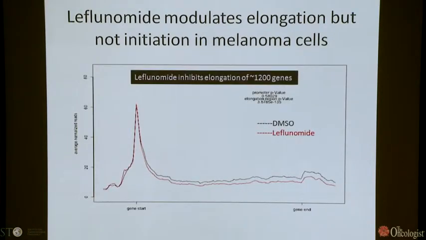And when we look genome-wide, it turned out that leflunomide really only affects about 1,200 genes genome-wide, and this is what's usually called a Metagene Plot, looking across the entire gene body. Black is DMSO, leflunomide is in red, and what you can see is that our drug really does not affect, again, promoter initiation, but it really selectively affects proximal promoter pausing. It depletes POL2 throughout the body of the gene without affecting initiation at about 1,200 genes or so.